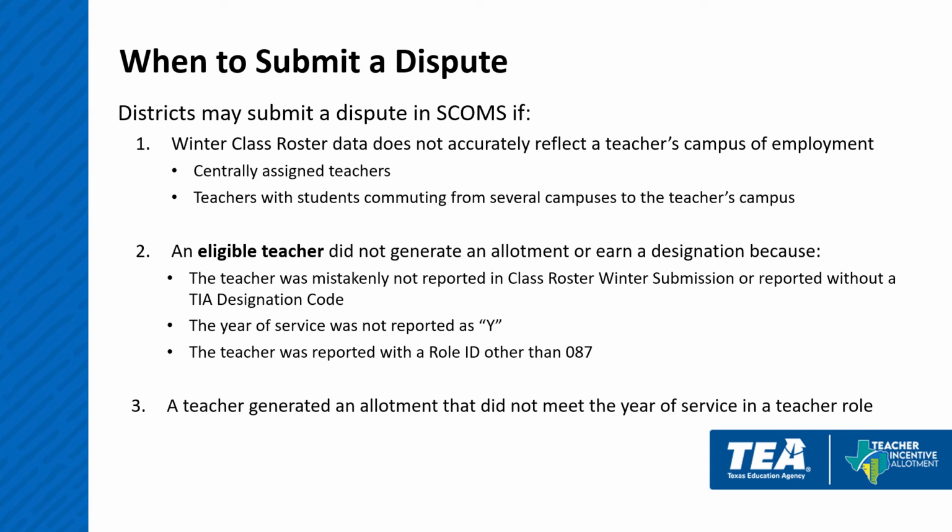The third reason is if a teacher generated an allotment that eventually did not meet the creditable year of service in a teacher role. So if a teacher was part-time as of winter roster, and maybe they resigned afterward and didn't meet that creditable year of service, we can make adjustments for that through a dispute.